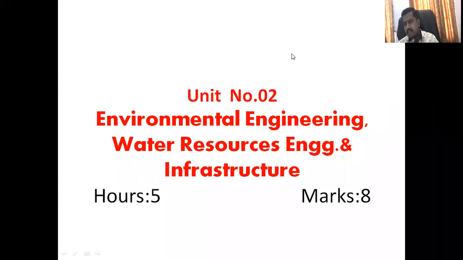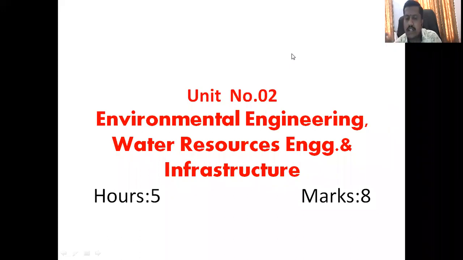The chapter that we are going to discuss in today's session is environmental engineering, water resource engineering, and infrastructure engineering, as we call it. In our chapter number 1 previously, we had a small introduction about these points: what is environmental engineering, what is water resource engineering, and what that infrastructure word is all about.